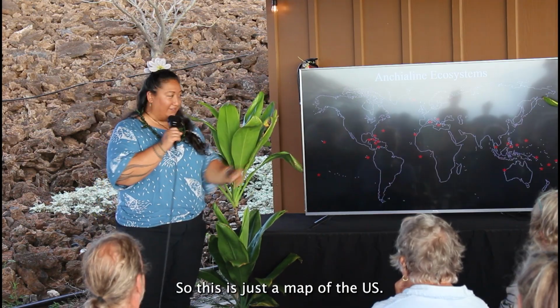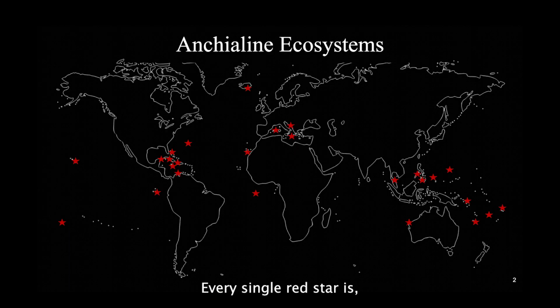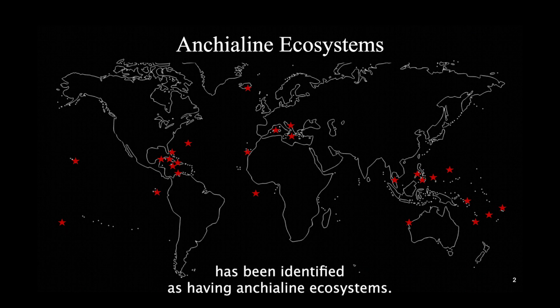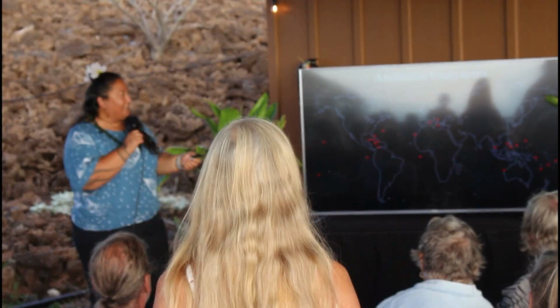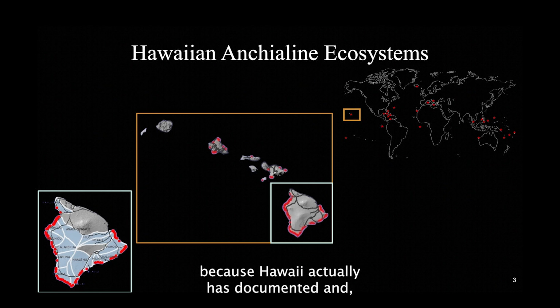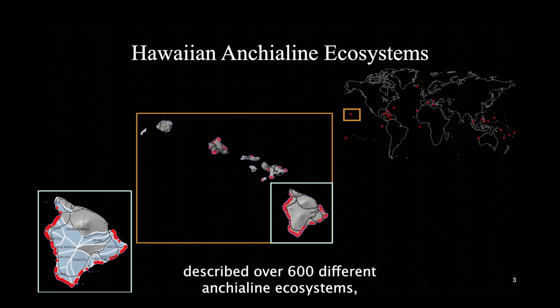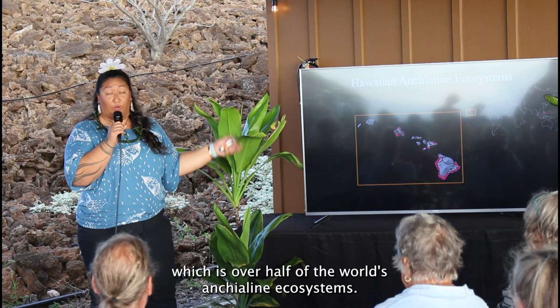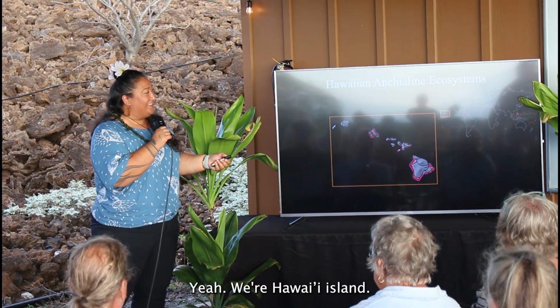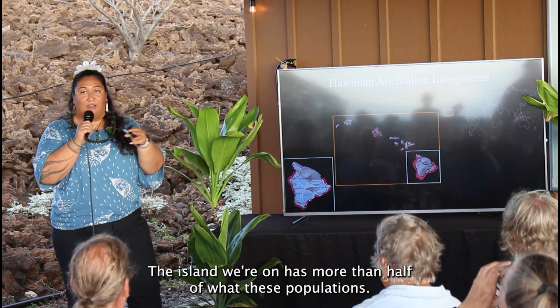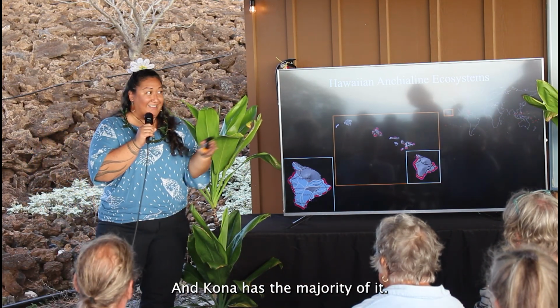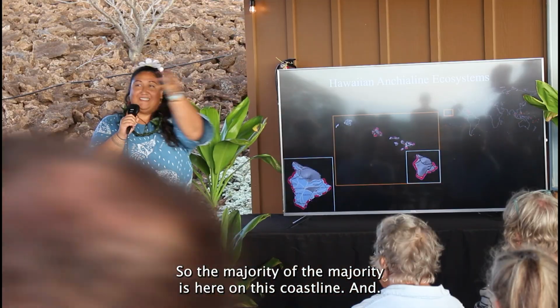So this is just a map of the world. Every single red star has been identified as having anchialine ecosystems. And we're here in the middle of the Pacific with our own little red star. And that is because Hawaii actually has documented and described over 600 different anchialine ecosystems, which is over half of the world's anchialine ecosystems. Hawaii Island, the island we're on, has more than half of Hawaii's populations, and Kona has the majority of it. So the majority of the majority is here on this coastline.